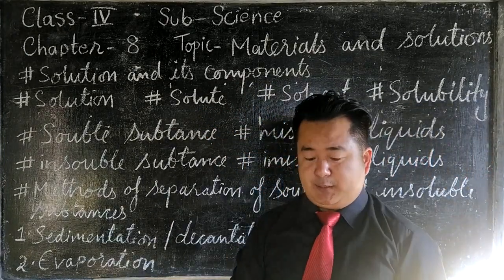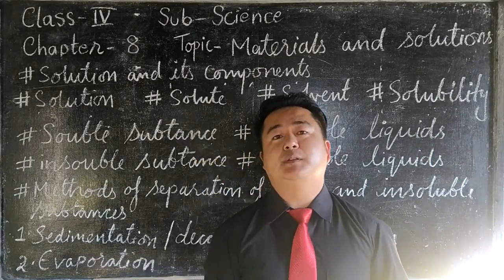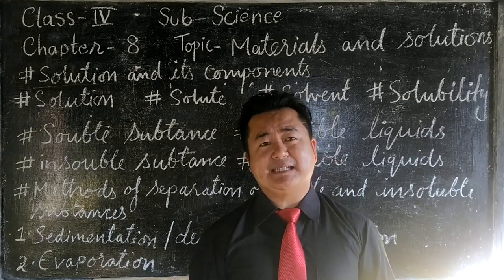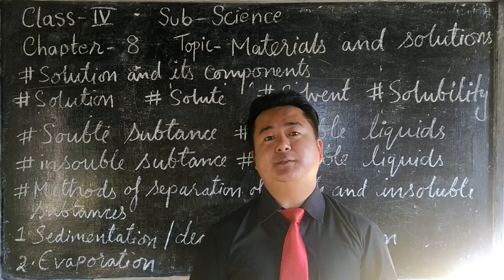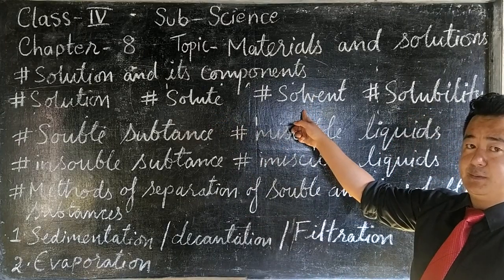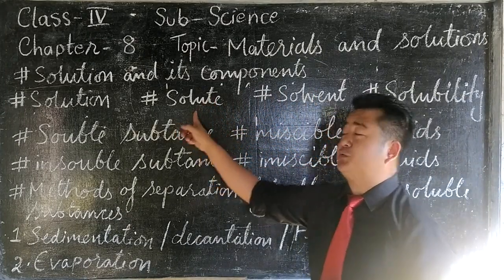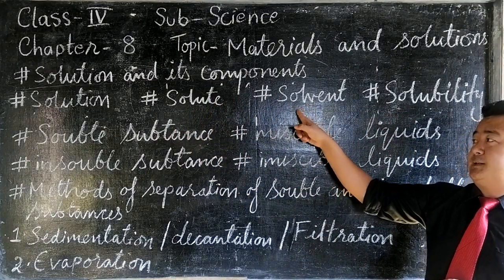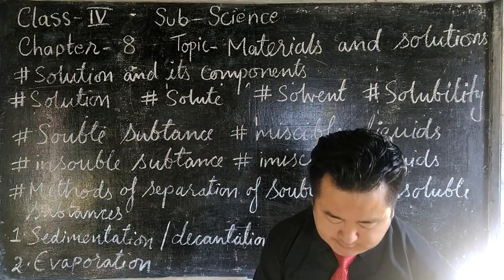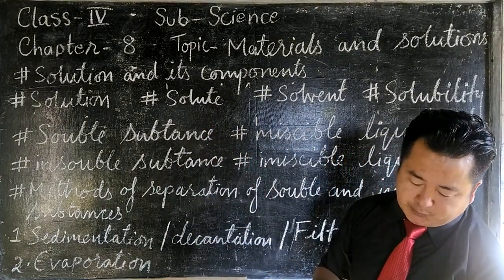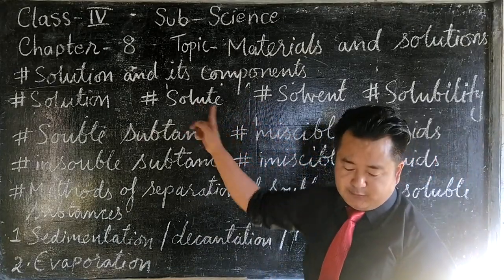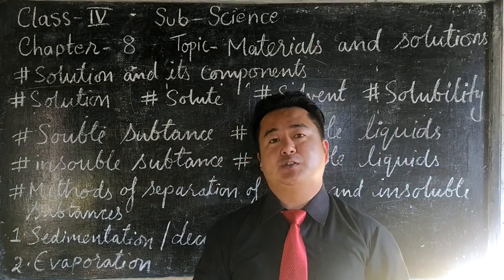Simply like the term, what do you mean by solute? The substance that dissolves in a solvent is known as solute. And what do you mean by solvent? The substance in which the solute gets dissolved is known as solvent.